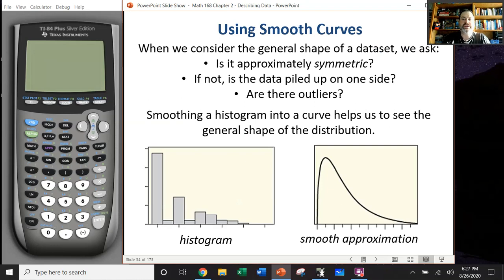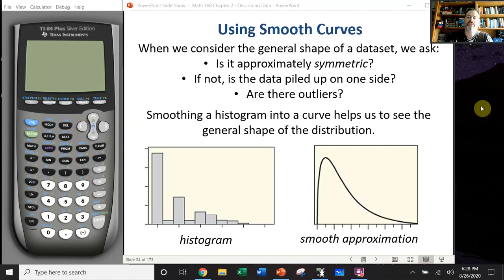And when we consider the general shape of a distribution, we ask ourselves a few questions. Is the data set approximately symmetric? And if it's not symmetric, is the data piled up on one side? And are there outliers? So one way to answer this question is to smooth our histogram into just a curve.